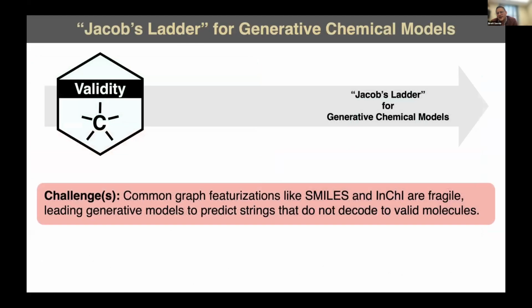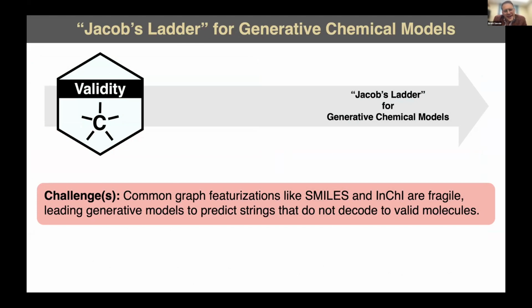Okay, so I come from a theoretical chemistry background. And in density functional theory, there's been this idea of Jacob's ladder that's kind of guided the field for a really long time. So if I could be so bold, I would say that this is the Jacob's ladder for generative chemical models.